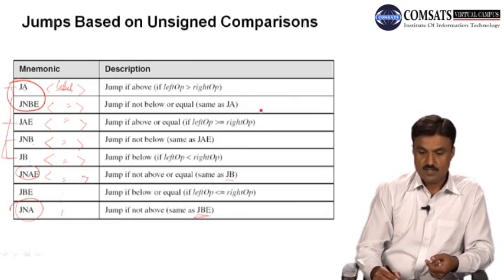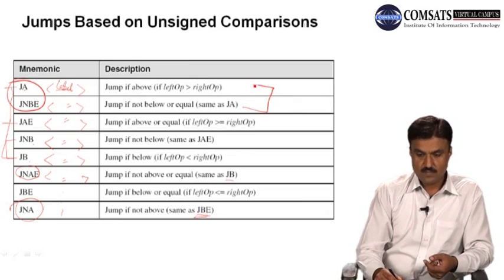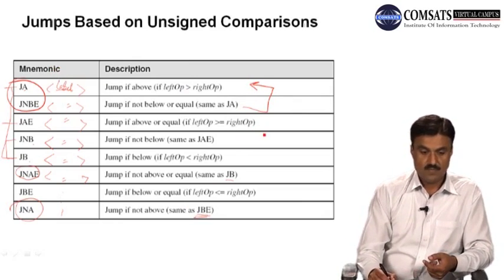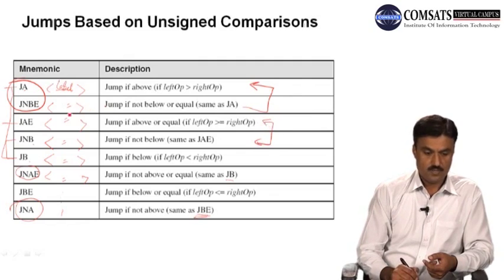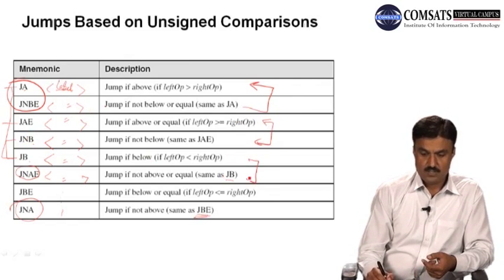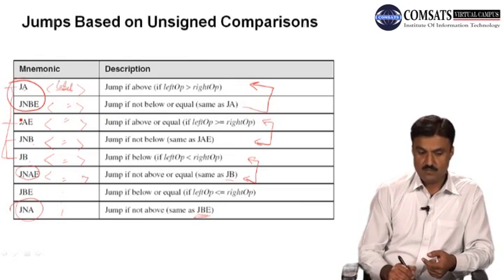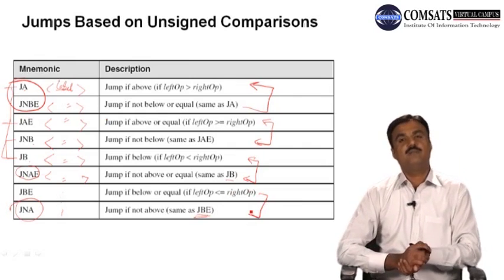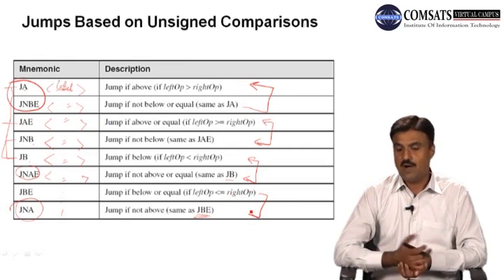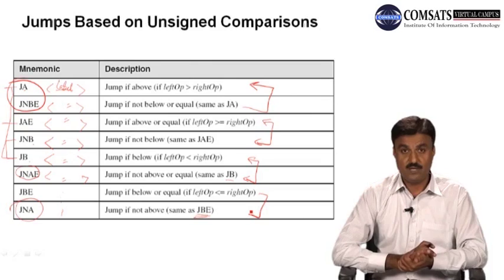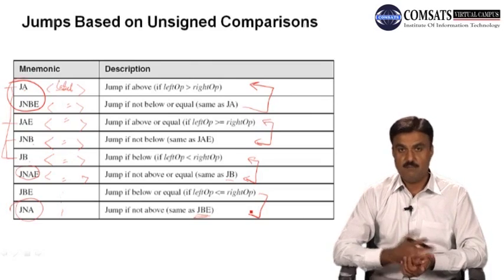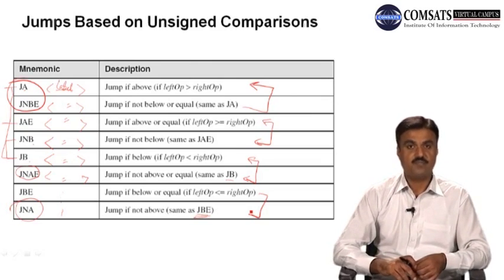Like here you can see jump above and jump not below or equal, they are the same, and jump above or equal and jump not below, they are the same. These two are the same, jump below and jump not above or equal, and this one. They are similar. Why do they have multiple instructions that have the same operation?